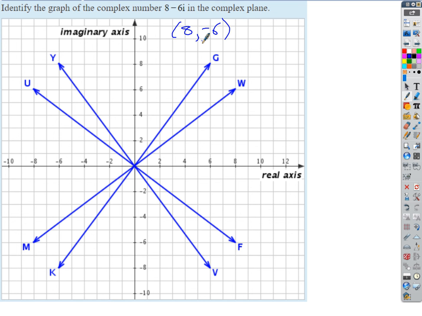Which one was it? Where? Oh, right here. There you go. Yeah. Over 8, down 6. Perfect. So over 8, down 6, that's it, right? So that's our point.